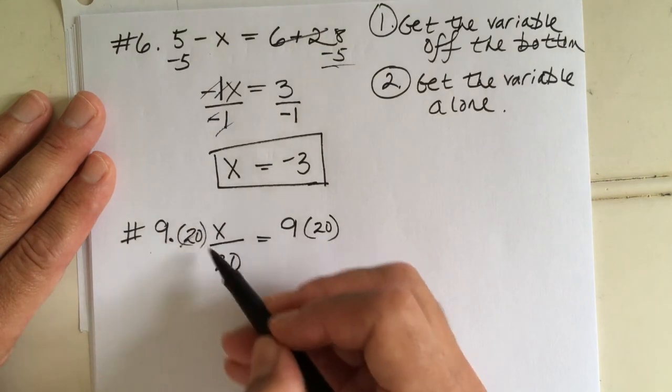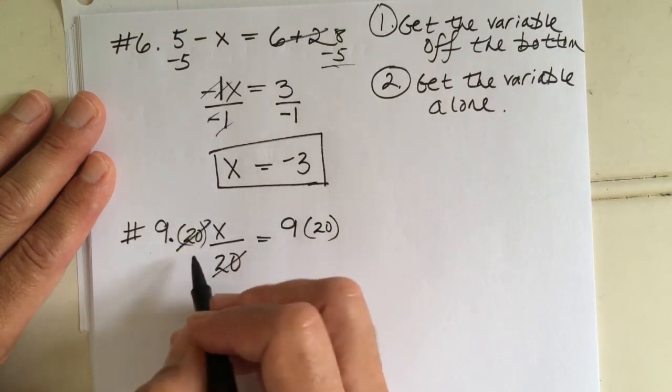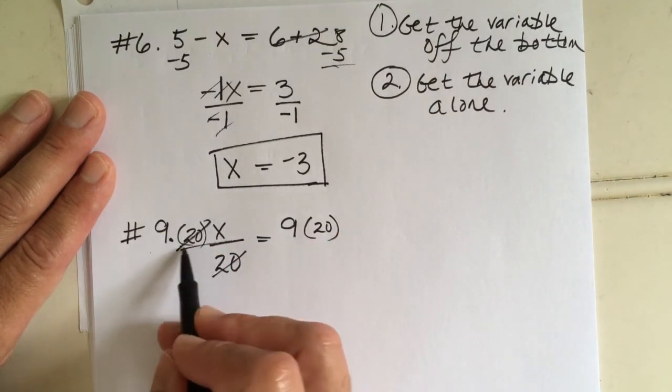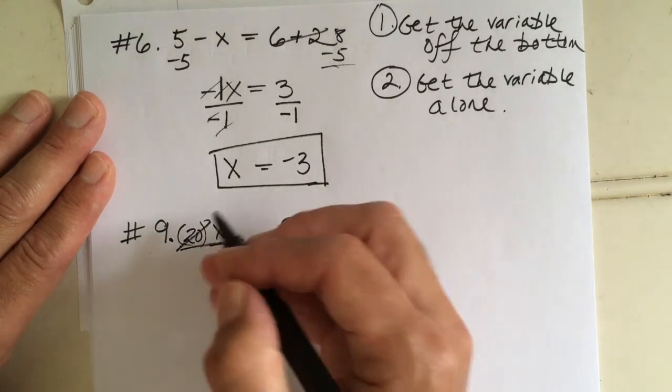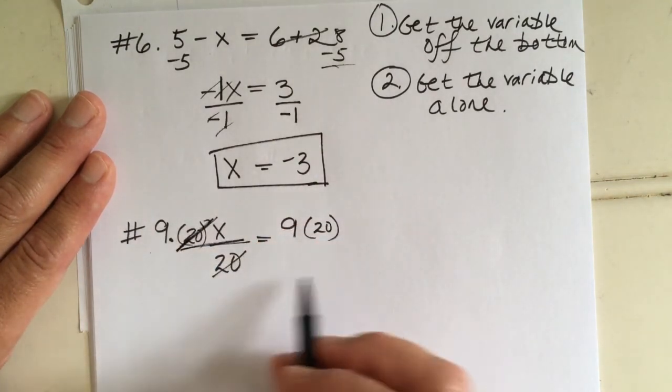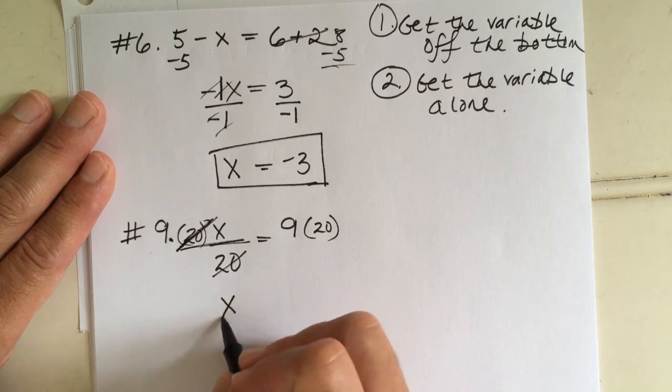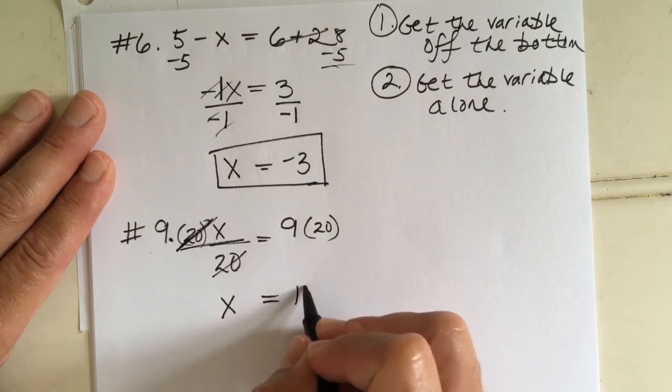And we can go ahead and cancel, because the 20 on top cancels the 20 on bottom, right? This is just one giant fraction. All right, and so we're left with just x here, and 9 times 20 is equal to 180.